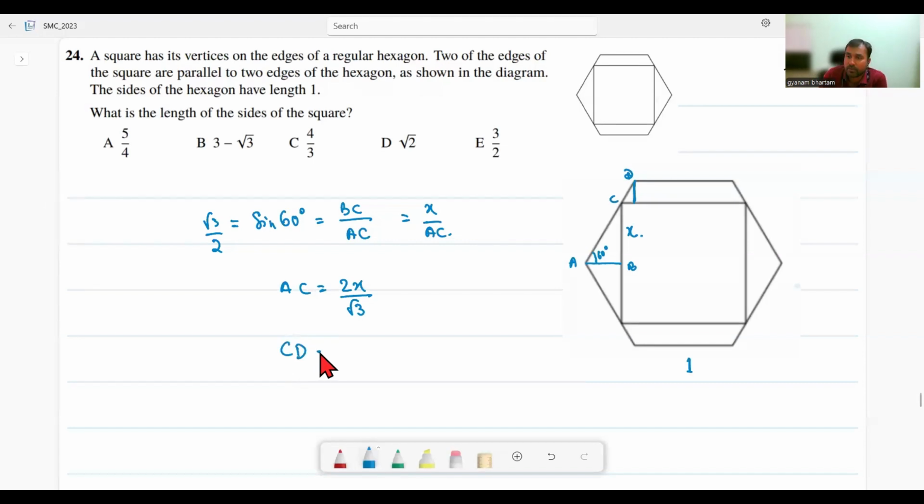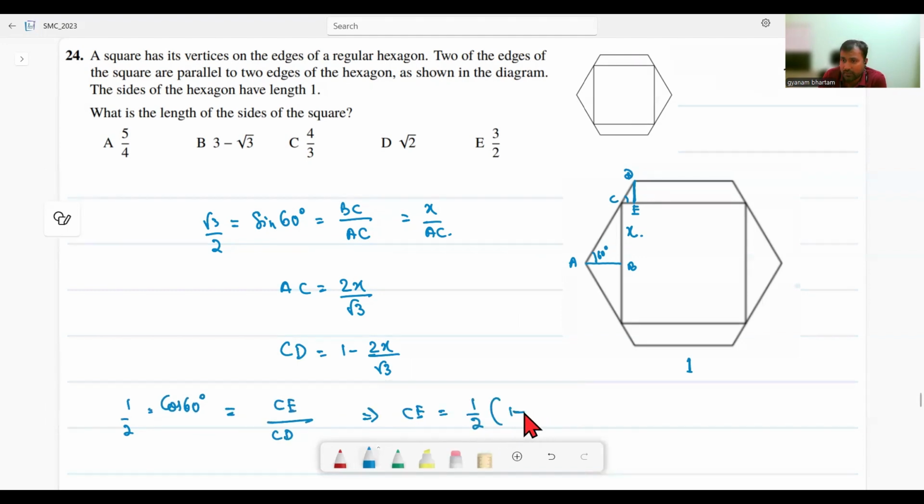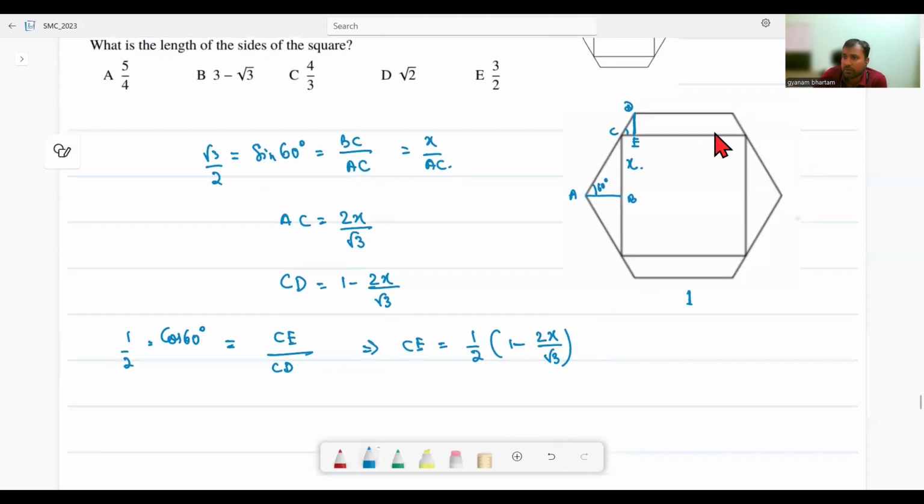So CD is going to be (1 minus 2x) by root 3. Okay, and let us assume this is E. So CE is going to be, we'll apply cos 60 degrees, right? So cos 60 degrees is going to be CE over CD. Cos 60 is half, so CE is going to be 1 over 2 of CD. CD value we know, (1 minus 2x) by square root of 3. So we got CE. And if we do the same thing here, these two are equal.